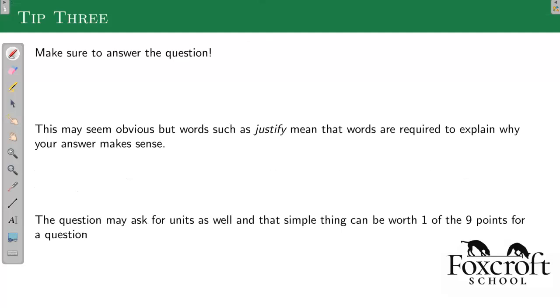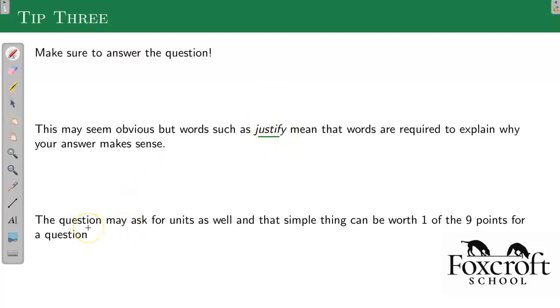But don't be scared to use words, even though it's a math exam. Make sure to answer the question. One of the biggest things is they'll put something like justify your reasoning at the end of a question. That's normally worth 1, maybe 2 points of the 9. So if it says justify, you're not just writing a bunch of math notation, use some words to help you get there.